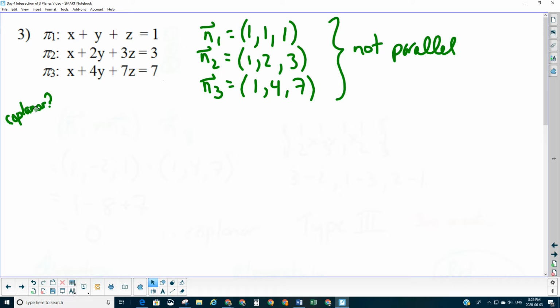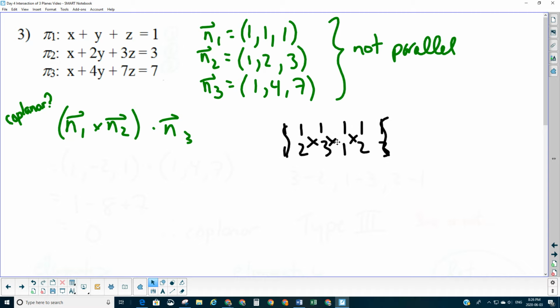But let's see. So we're going to check to see if they're coplanar. So we need, again, to take the cross product between two of them and check its answer with the dot product of the third. Again, I'm going to rush through this a little bit quickly just to save us some time, but I've done the cross product and so forth and got that the cross product of the first two is 1, negative 2, 1.